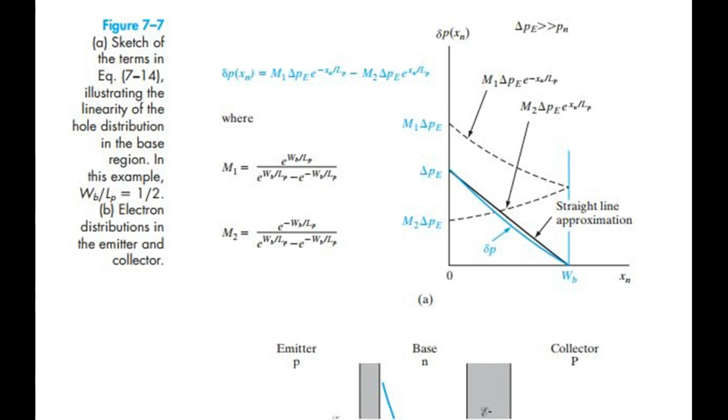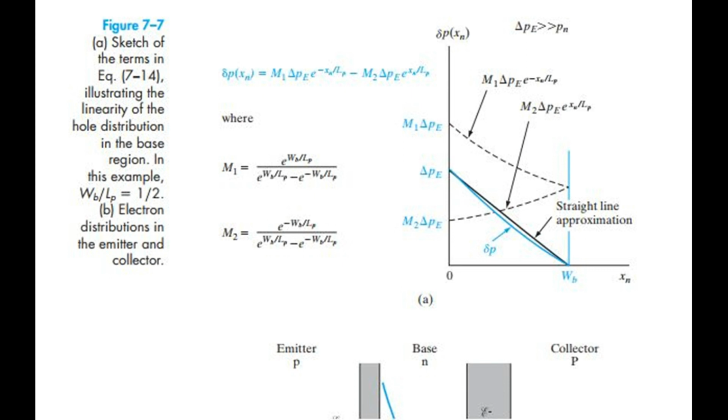Equation 7-22b, we have Figure 7.7a, a sketch of the terms in Equation 7-14, illustrating the linearity of the hole distribution in the base region. In this example, W_B divided by L_p equals 1 divided by 2 equals 0.5. B. Electron distributions in the emitter and collector.